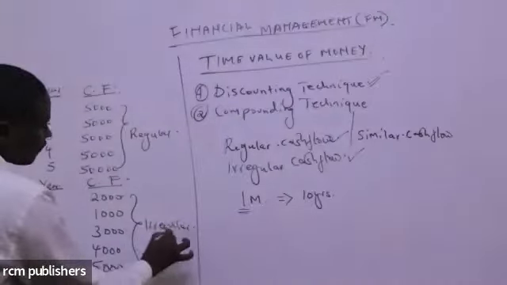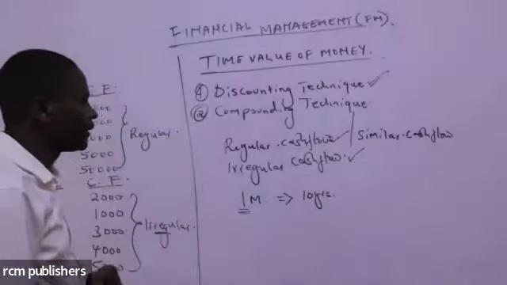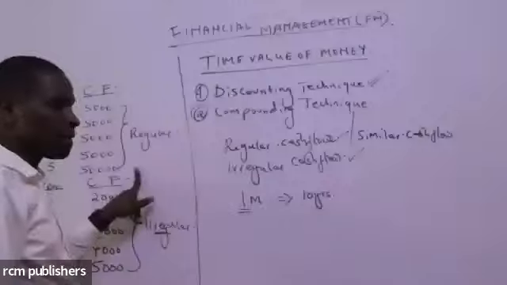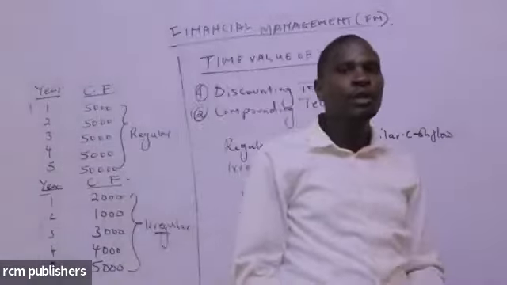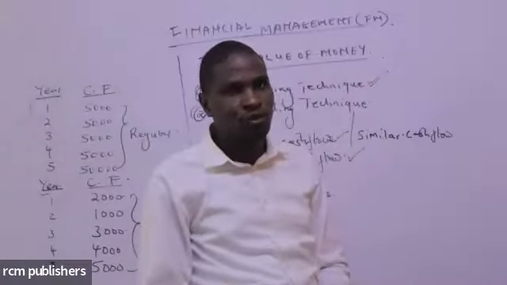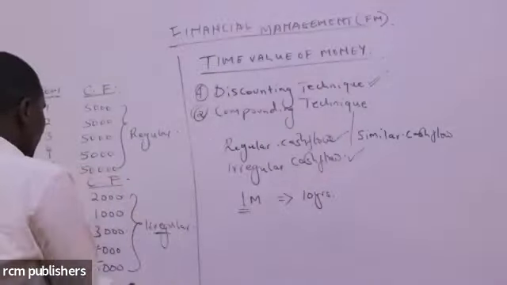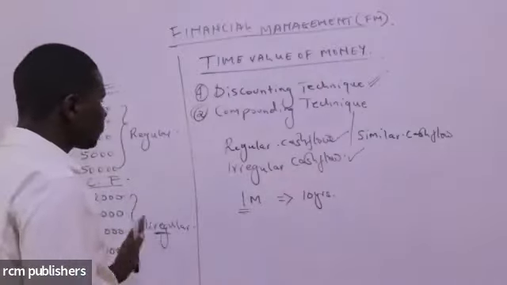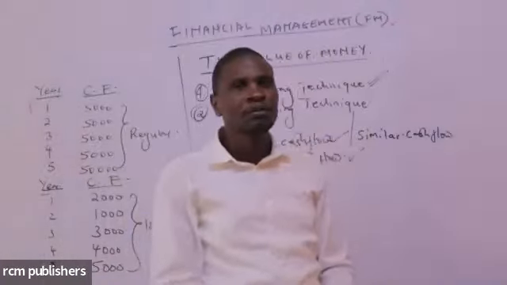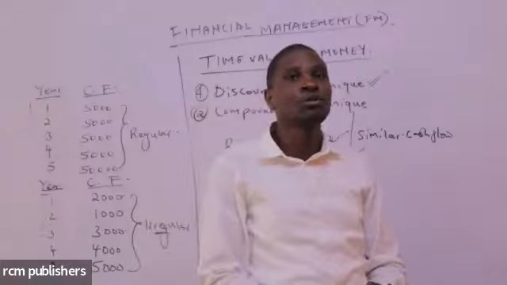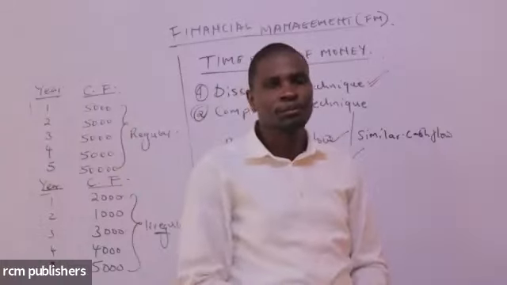So class, even if we end our class at this point, at least you have a takeaway home. You have been able to differentiate between regular and irregular cash flow. Now, in this form, if I have this type of cash flow, is it possible for me to get the present value of this type of cash flow? The answer is yes. It is possible for me to get that.